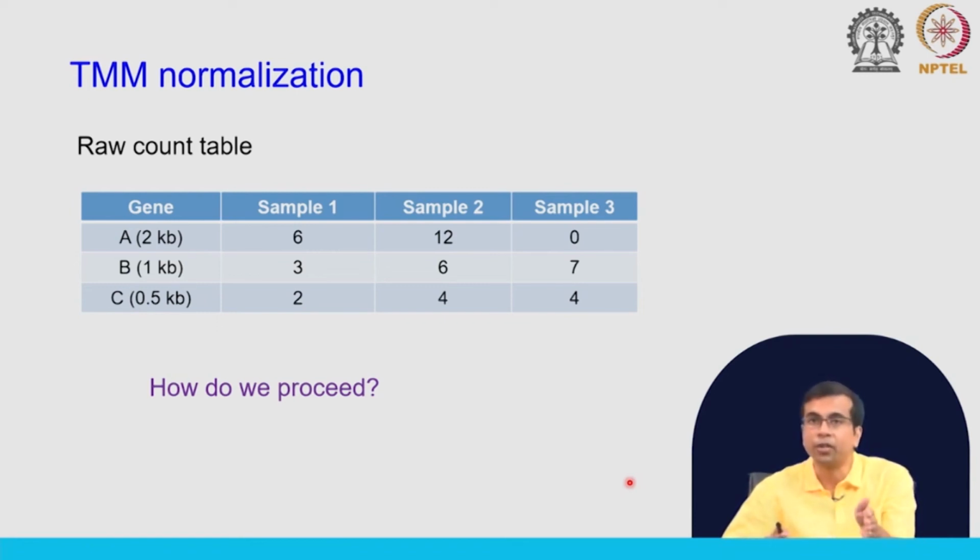For example, we can choose a reference sample, calculate those M and A values, and then after discarding those extreme genes, we can calculate this weighted mean, etc. So you can think about the steps with a very simple example and you will get the idea behind all those complex formulas that we used.